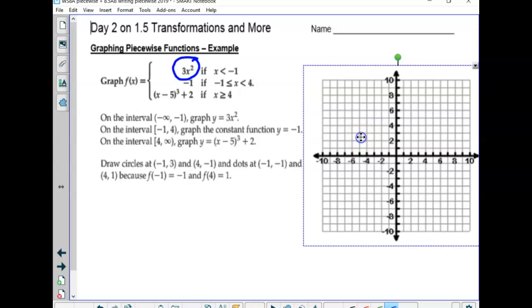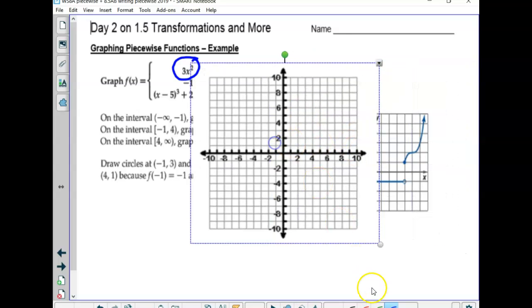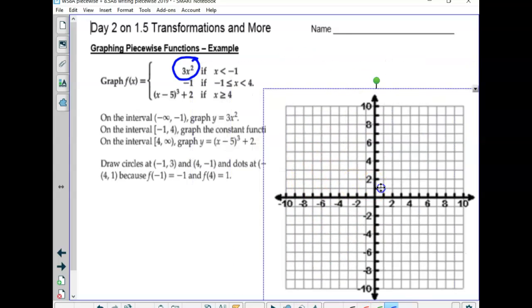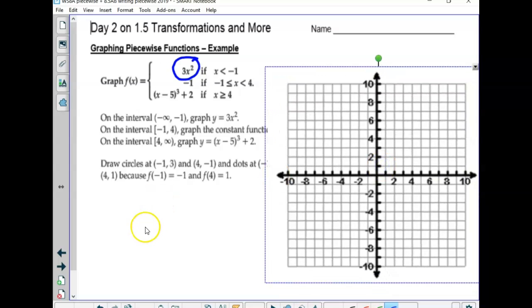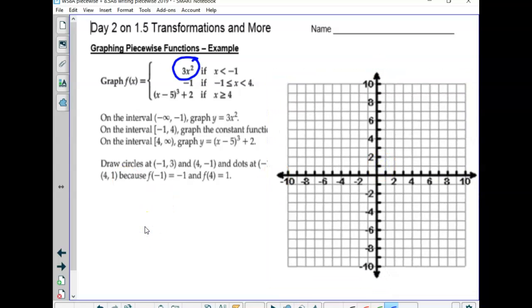Is my graph paper separate? Good, I'm going to make this big because I don't like it. Oh, yours is done for you? Is yours done for you on this one? Okay, so just listen to me talk through it real fast.